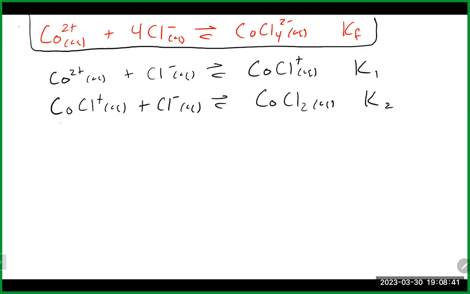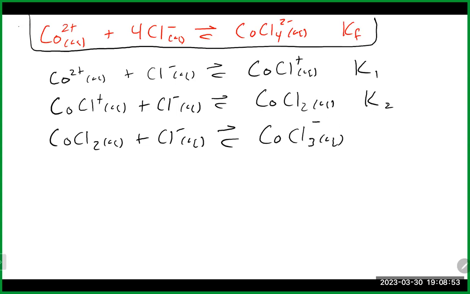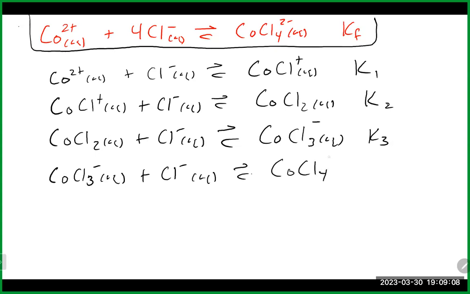The third ligand would come on to this guy here, and we'll end up with CoCl3, also a -1. And lastly, that guy there will pick up our last ligand. That gives us CoCl4 2 minus in this particular case. So ligands, again, really do get added basically one at a time.